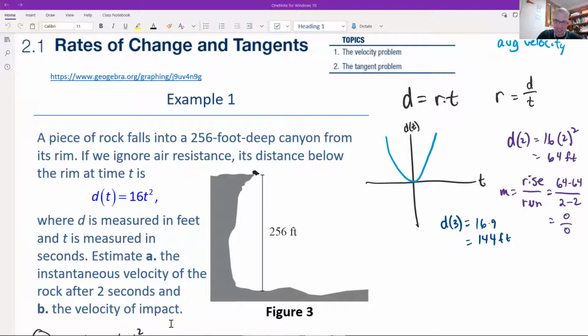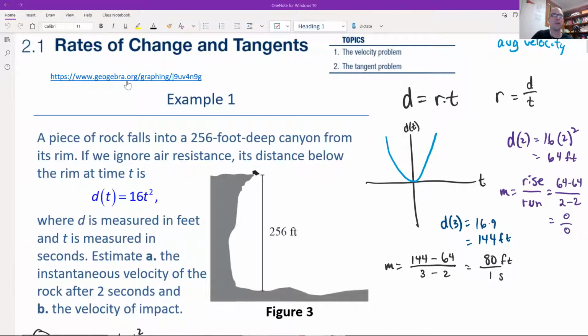But using these 2 points now, we could calculate, again, the slope, rise over run, by taking the difference of the two y values: 144 minus 64, and then 3 minus 2. On the top, we would have 80. And on the bottom, we'd have 1. And this is 80 feet per 1 second. And so this is actually an approximate instantaneous velocity.